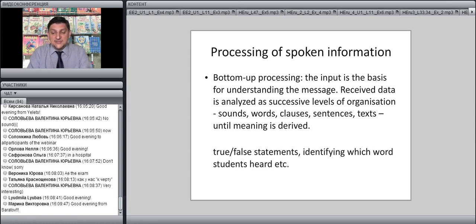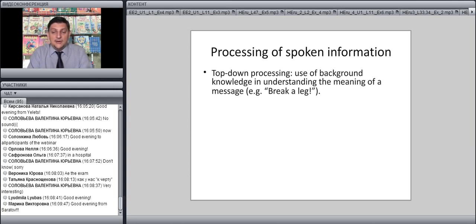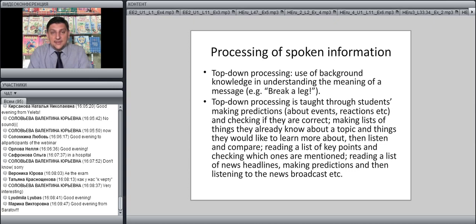And bottom-up processing is taught mainly through true-false statements, for example, which help you to check whether a student understands something on sentence level, through identifying which words students heard, and so on. A different type of processing is called top-down, and it focuses mainly on background knowledge and understanding the meaning of a message. As I said, you can focus on the situation, you can focus on extra-linguistic things, and you can focus on something else as well.